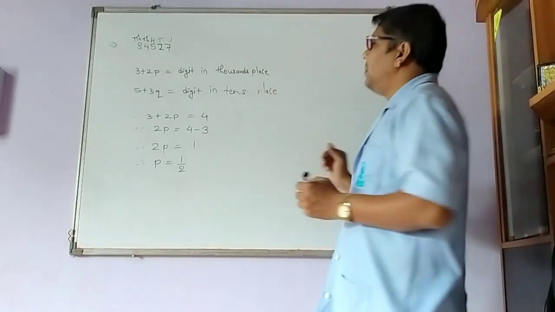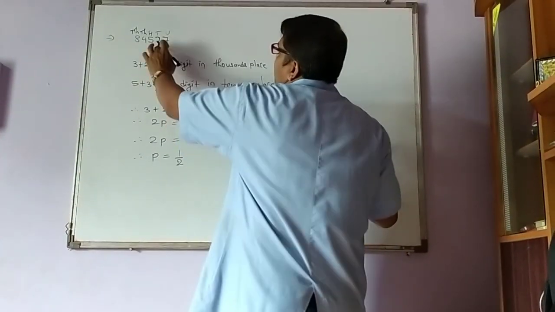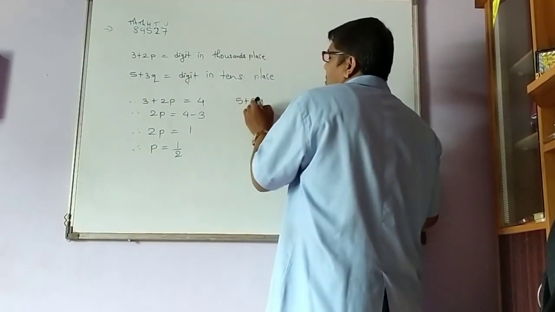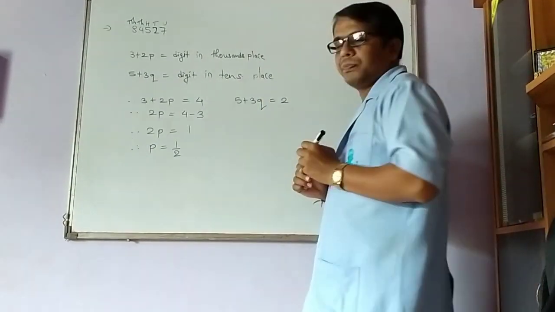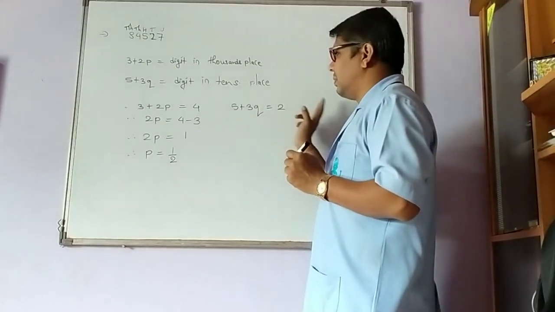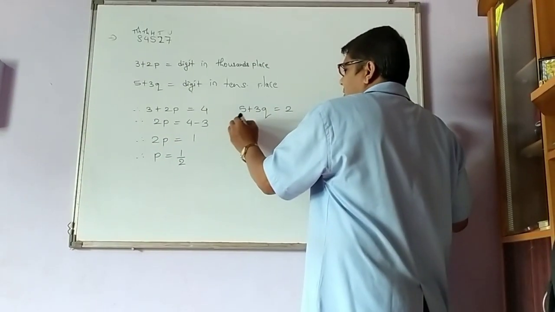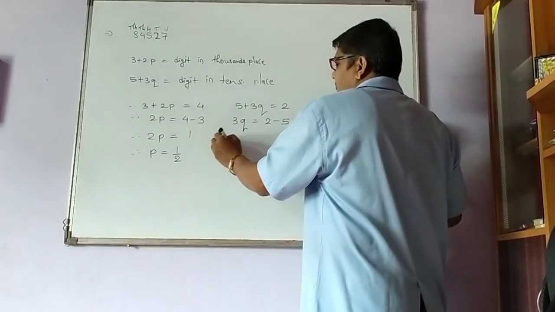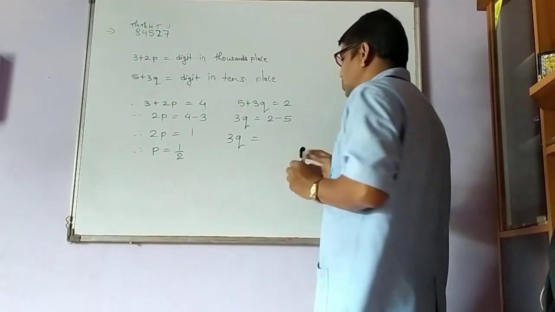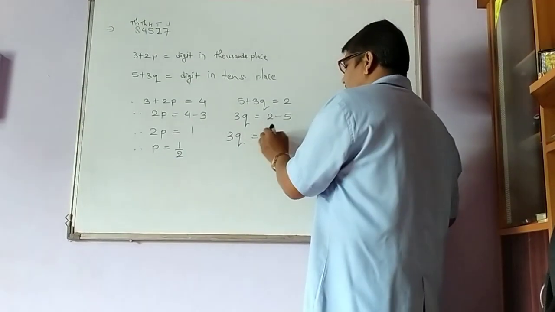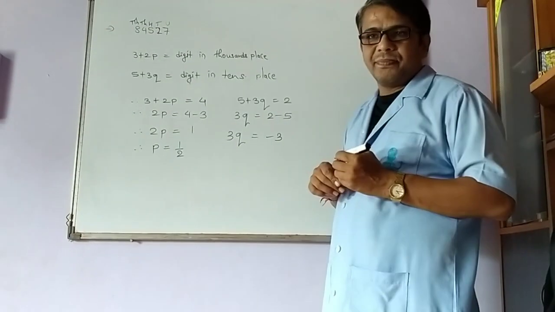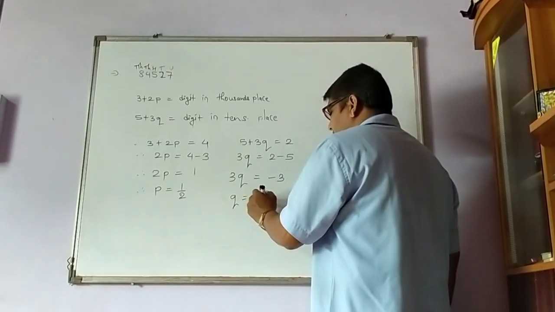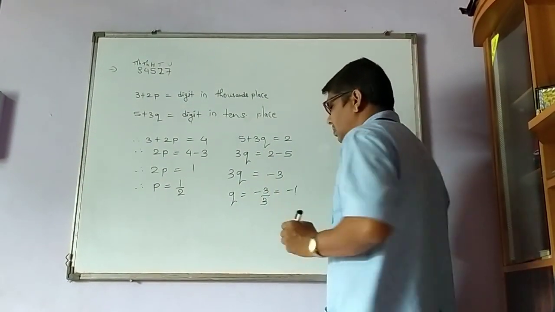Similarly, 5 plus 3q is a digit in the tens place. But in tens place, what is there? 2. So 5 plus 3q equals 2. Now bring this 5 to this side. When it comes this side, it will become minus. So 3q is equal to 2 minus 5, which is minus 3. So divide both sides by 3. So minus 3 upon 3 is equal to minus 1.